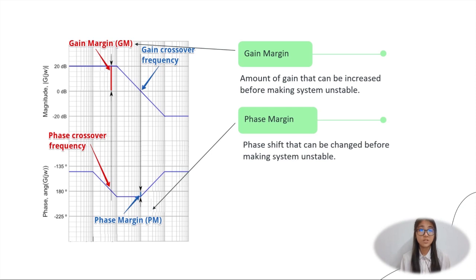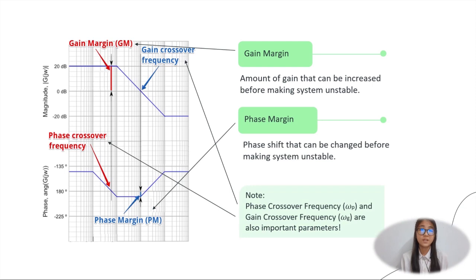Same as gain margin, the greater the phase margin, the greater the stability of the system. Besides, we cannot ignore the importance of gain crossover frequency and phase crossover frequency as well. Gain crossover frequency refers to the frequency at which the magnitude cuts the 0 dB axis in the Bode plot, whereas the phase crossover frequency refers to the frequency at which the phase curve cuts the negative 180 degrees axis in the Bode plot.